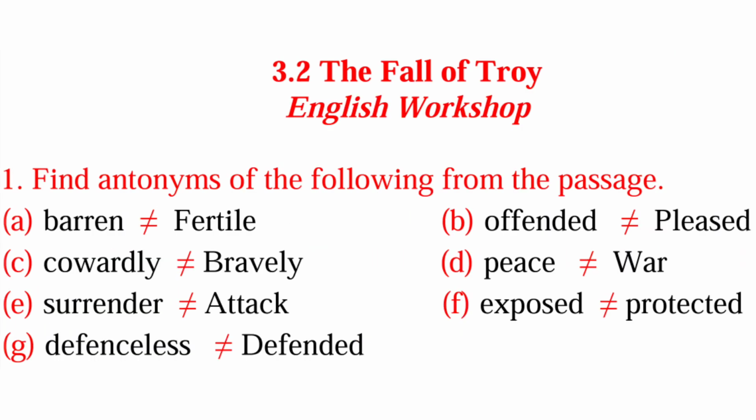Now we will start the English workshop, and the first English workshop question is, find the antonyms of the following from the passage. So A, barren, fertile. B, offended, pleased. C, cowardly, bravely. D, peace, war. E, surrender, attack. F, exposed, protected. G, defenseless, defended.